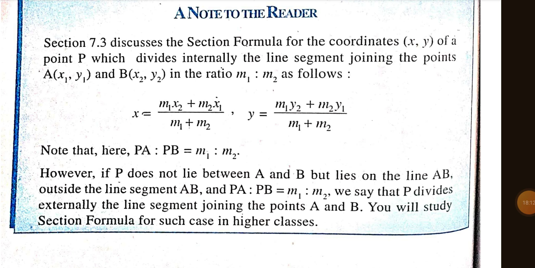However, if P does not lie between A and B but lies on the line AB outside the line segment AB, and PA : PB is equal to m1 : m2, we say that P divides externally the segment joining the points A and B. You will study the section formula in such cases in higher classes.